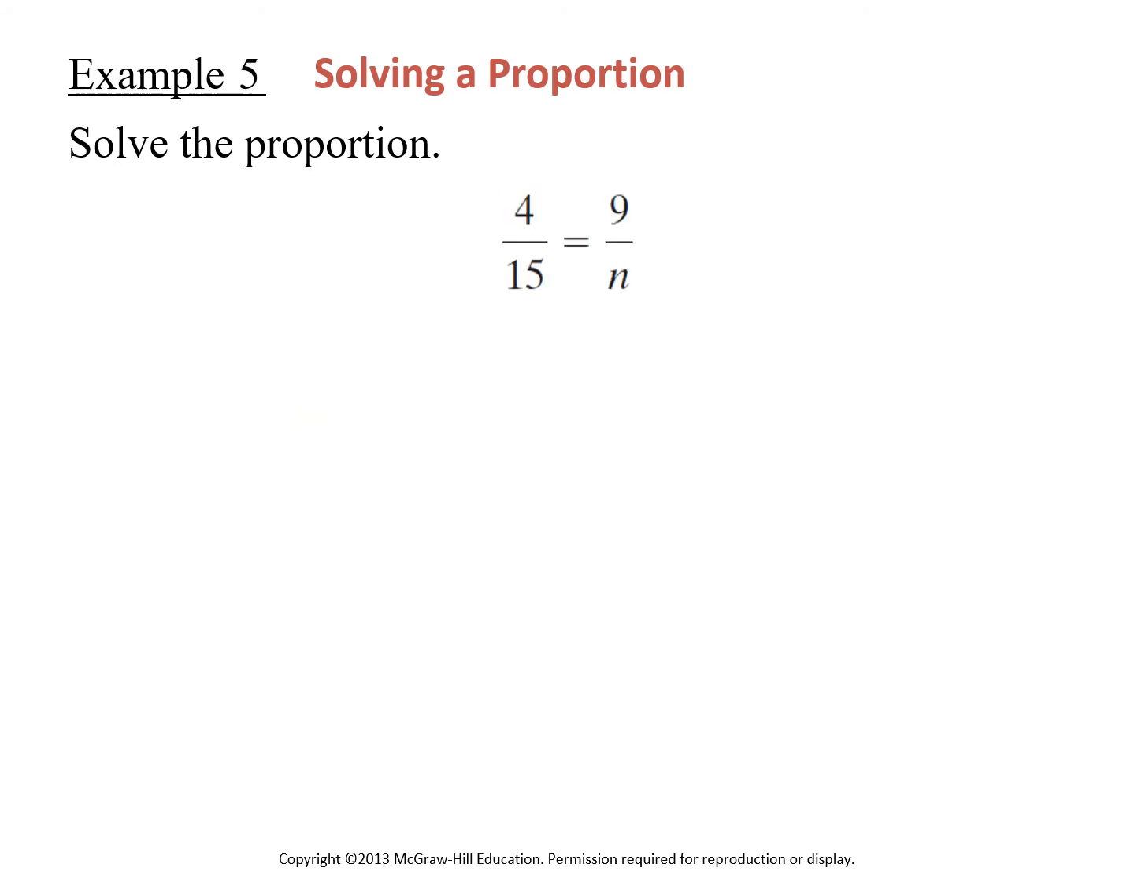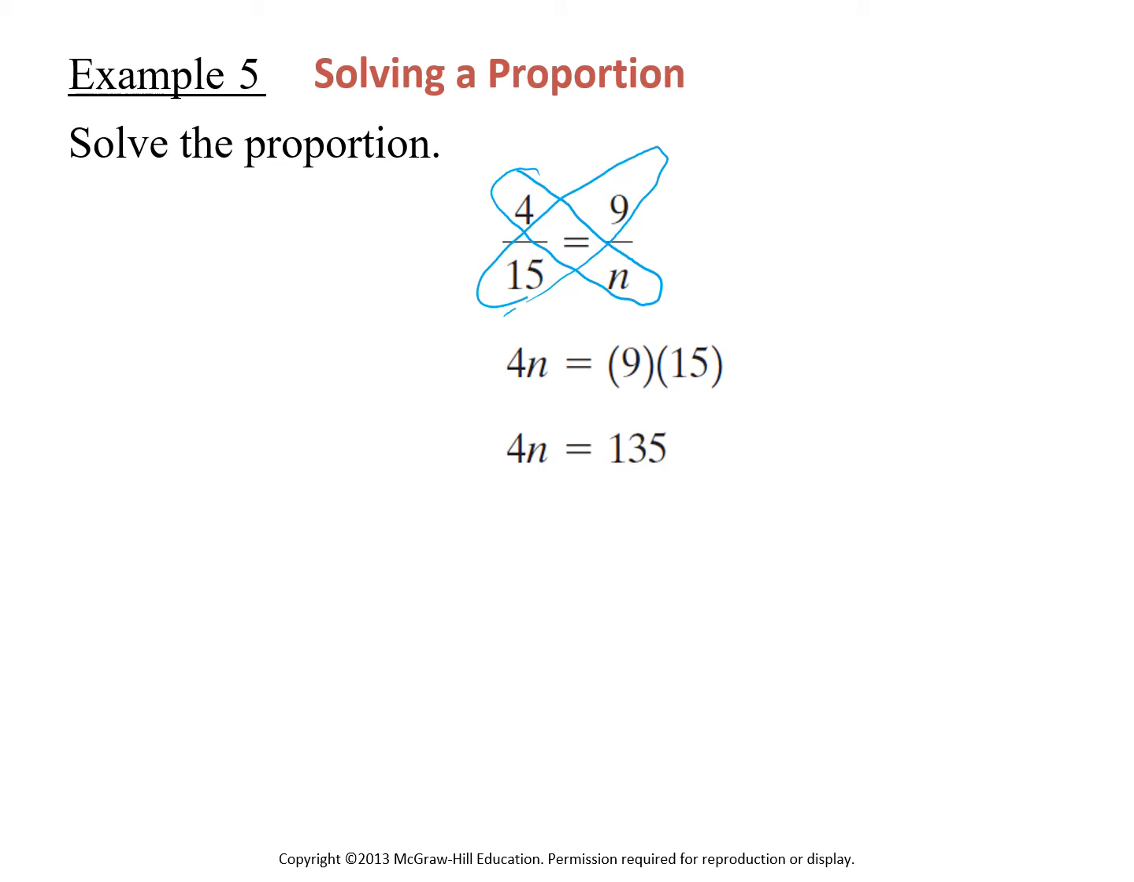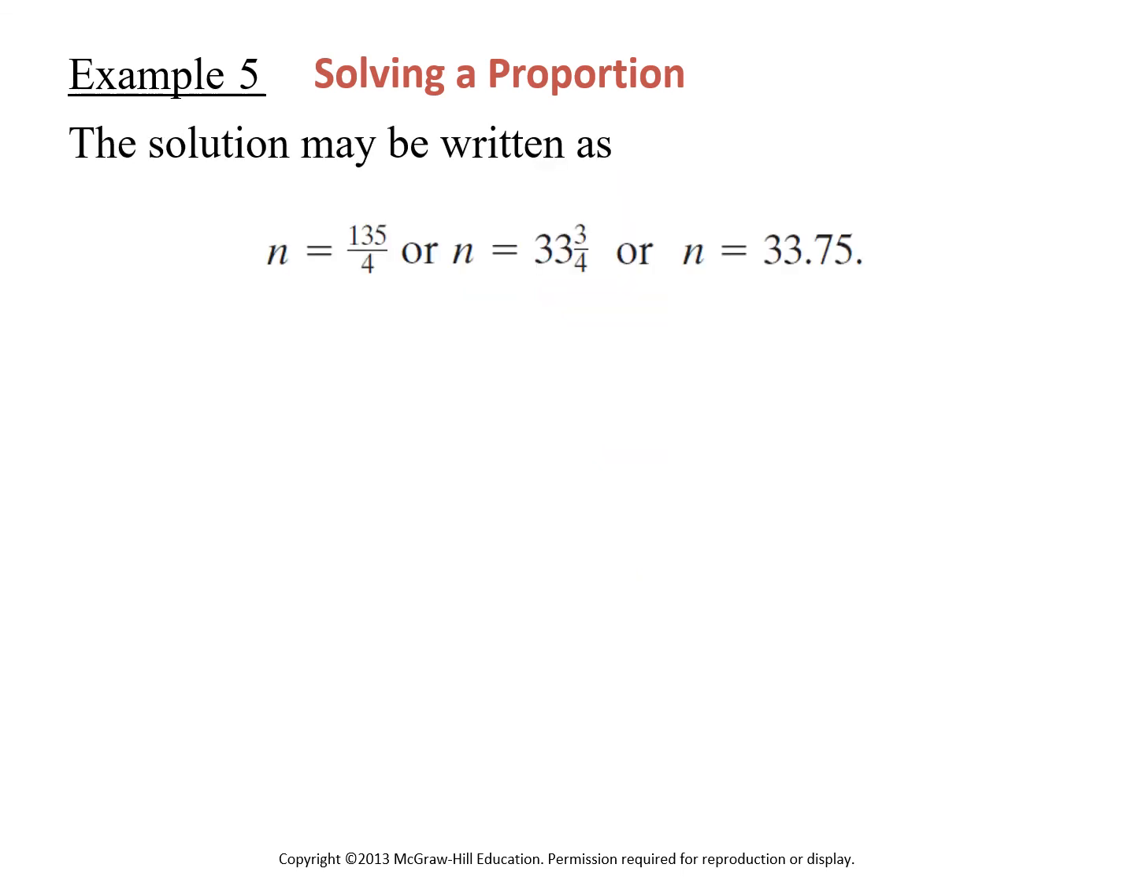To solve the proportion 4 over 15 equals 9 over n, again, we will start by setting the cross products equal to each other. 4n equals 9 times 15. So 4n equals 135, and we divide by the coefficient 4. So our solution, n equals 135 over 4, could be written as a mixed number. It could be written as a decimal number.